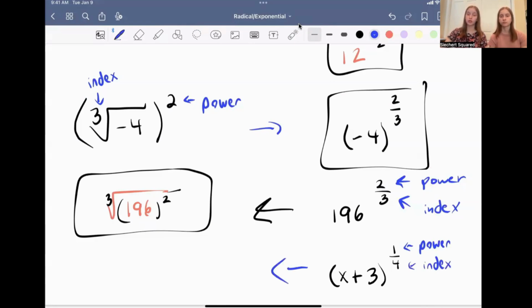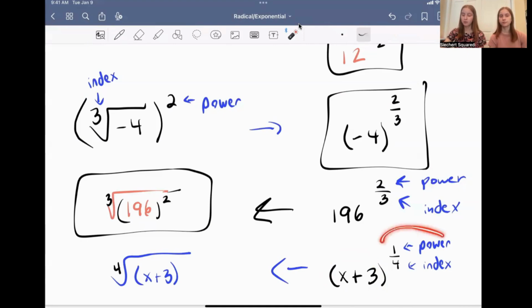And then to switch it, now we have that entire x plus 3. That is what has the power of 1/4. So that entire x plus 3, I like to put it in parentheses because it reminds me to keep it together. That whole thing has to go inside of that radical. And then my index was 4, so I'm going to go ahead and put that there.